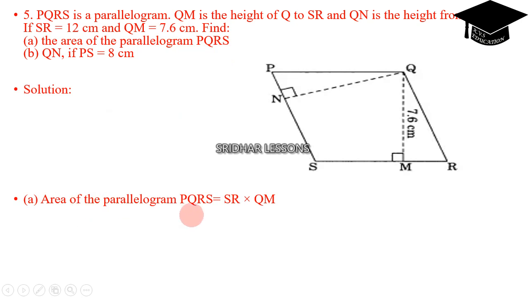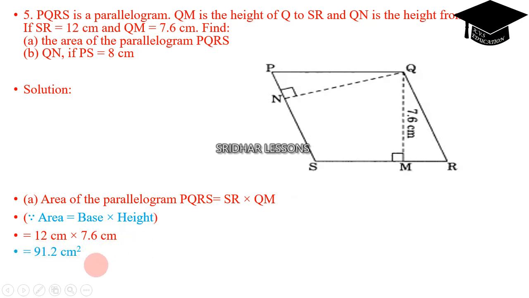Area of the parallelogram PQRS is equal to SR into QM. Base into height. Area is equal to base into height. 12 centimeters into 7.6 centimeters, which is equal to 91.2 centimeters square.